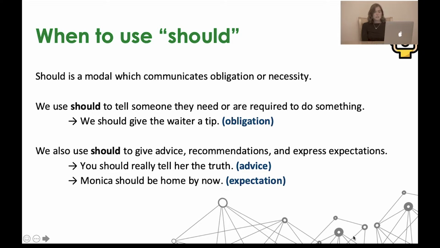We also use should to give advice, recommendations, and express expectations. So you should really tell her the truth. That's like advice. Or Monica should be home by now. So we expected Monica to be home and we use should to show that.